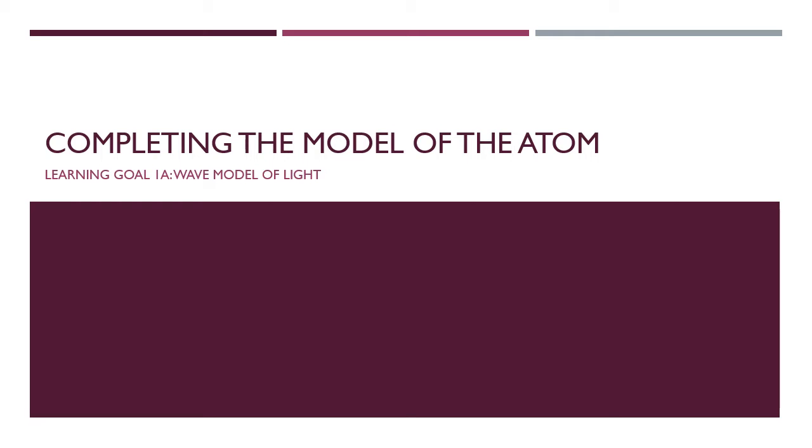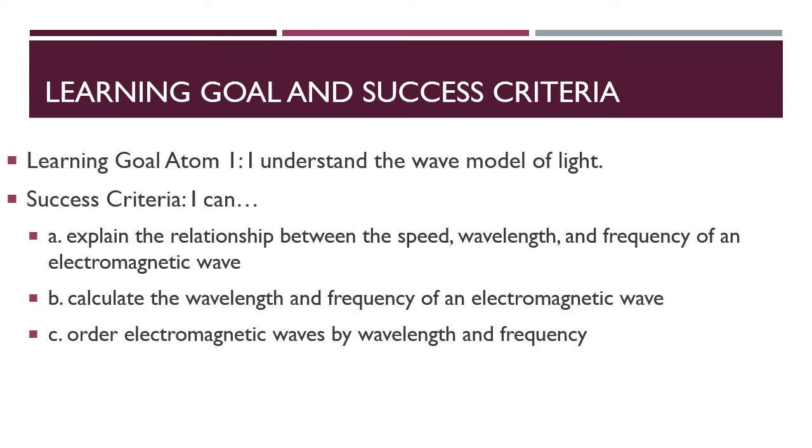This is the first lesson in our completing the model of the atom unit. In this lesson, we will be looking at learning goal 1A for the unit, the wave model of light. Our success criteria for this learning goal, you can see on this slide. This learning goal is I understand the wave model of light. In this particular video, we will look at these three success criteria. The first of which, I can explain the relationship between the speed and wavelength and frequency of an electromagnetic wave.